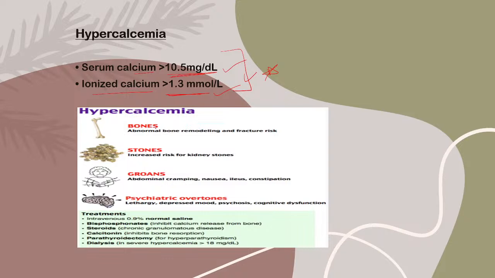Basically, these are like signs and symptoms. In bones, there is abnormal bone remodeling and fracture risk. All right, like the calcium has been taken from the bone and accumulated in blood. So, in bone, there would be abnormal bone remodeling because there is no calcium or very little calcium inside the bone and there is risk of fracture. And if we talk about stones, there is increased risk of kidney stones as there is increased concentration of calcium inside the blood.